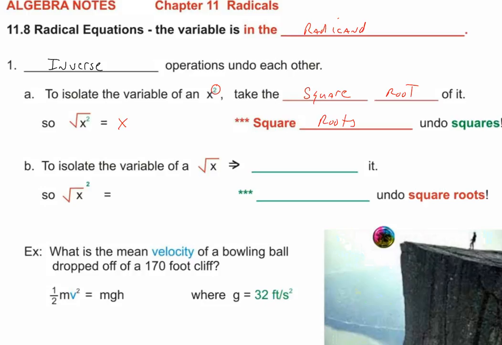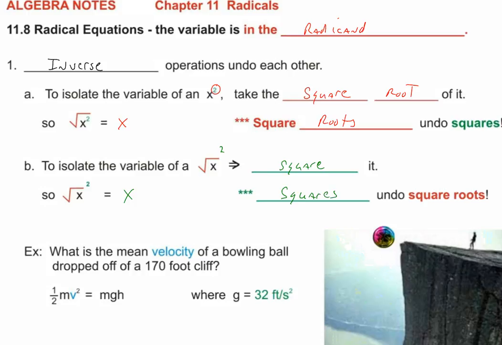Square roots undo squares. So to isolate the variable in the square root of x, if you wanted to get to x, in this case, you'd have to square it, right? So the square root of x squared is x, and we've been doing that all along. And again, the start of everything is to understand that squares undo square roots.